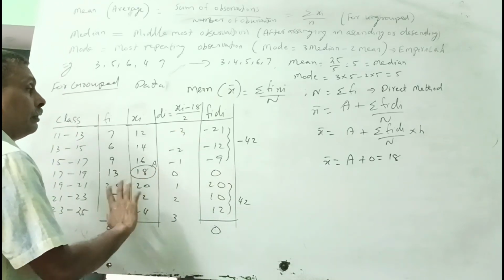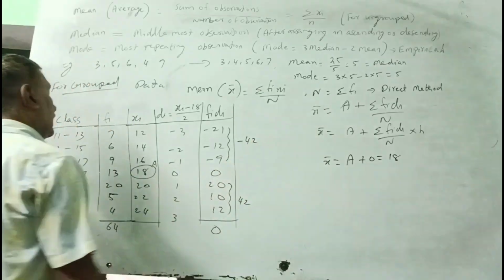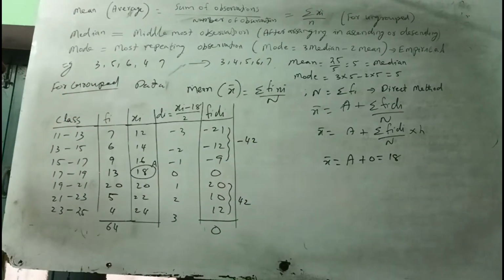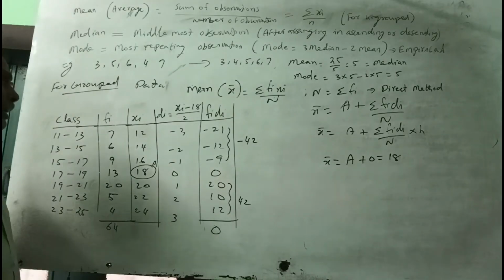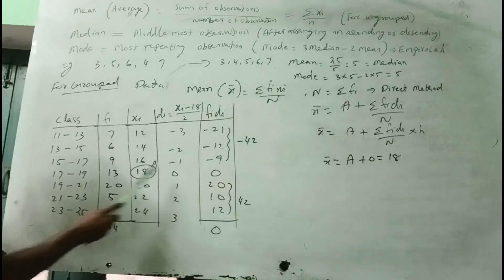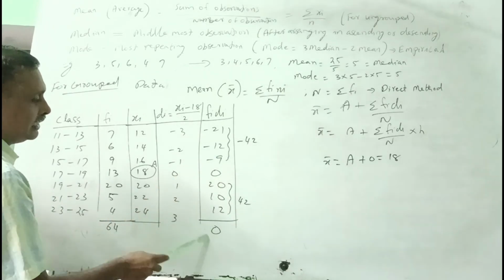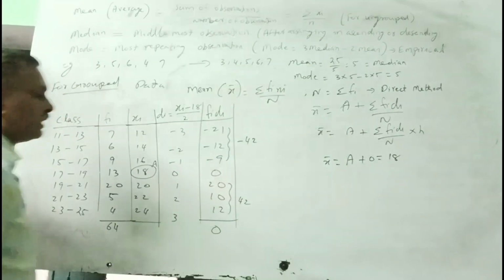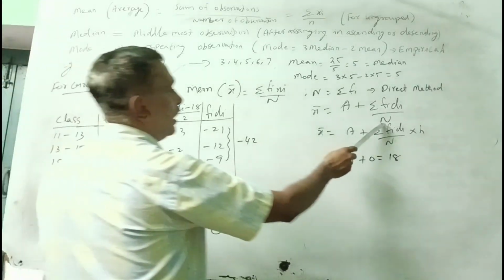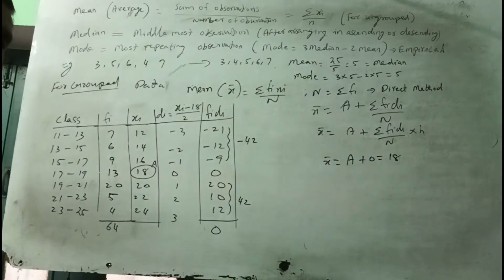So there is no use then. The first method is simple, but the second method is not that simple. It is better to do it by the first method or the last method. Here I calculated fi and di, adding the negative and positive numbers separately. This time the special case is that this is 0. So whatever the assumed mean is, that itself is the answer, because this part is 0. So the assumed mean itself is the mean.